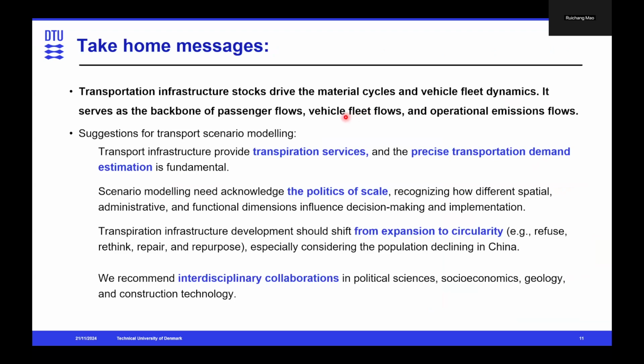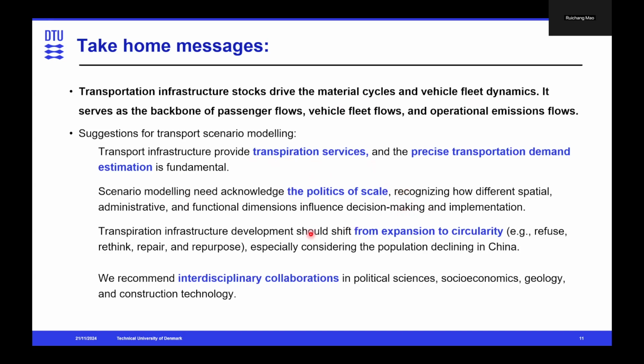And in conclusion, I think that transportation stock drives the material cycles and the vehicle fleet dynamics. It serves as the backbone of the passenger flows, vehicle fleet flows, and operational emission flows. For scenario modeling, because the stock provides transportation service, precise transportation demand estimation is fundamental. And especially for China, we need to acknowledge the politics of scale and recognize how different spatial, administrative, and functional dimensions influence decision making.